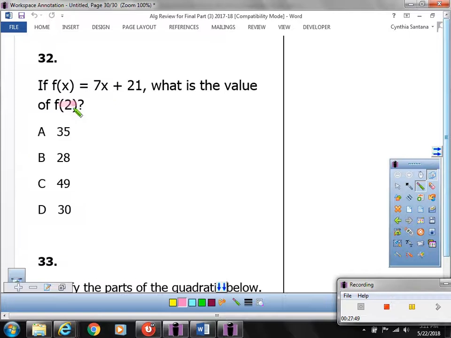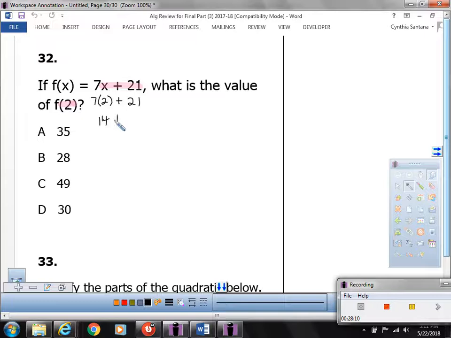We had a problem like this earlier. There were two ways that I showed you how you could do it. One, you could plug in the 2 for the x, so this would be 7 times 2 plus 21. You would have to use order of operations, which is PEMDAS. You would want to do the multiplying first. 7 times 2 is 14. And then add 21. So 14 plus 21, that gives you what, 35.